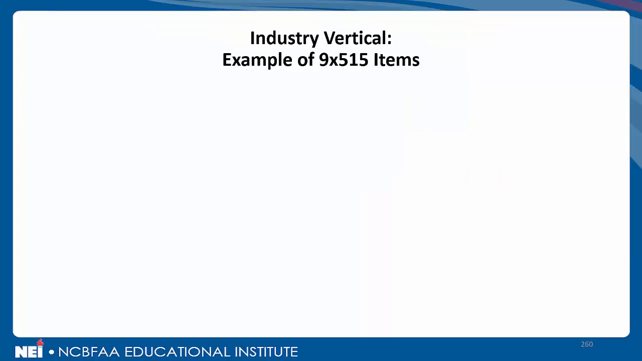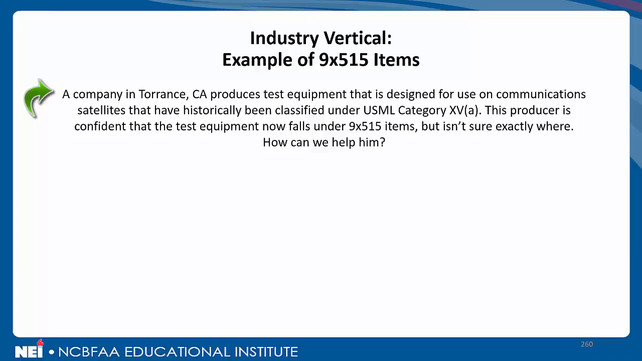Let's run out an industry vertical, providing an example to illustrate 9X515 items. A company in Torrance, California, produces test equipment that is designed for use on communication satellites that have historically been classified under USML Category 15A. Let's point out right away that we're talking about test equipment. So as far as groups go, we should be looking in Group B, test, inspection, and production equipment. This producer is confident that the test equipment now falls under 9X515 items, but isn't sure exactly where. How can we help him?